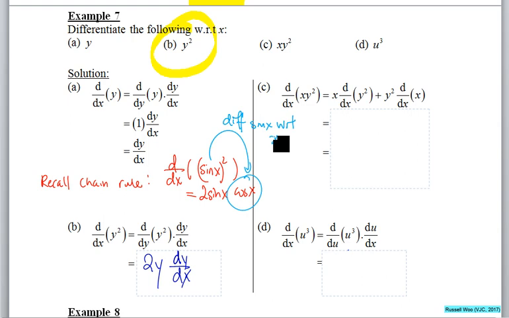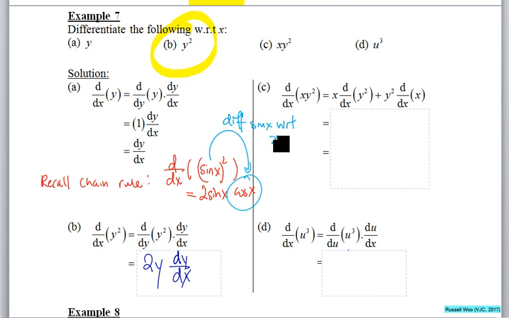I differentiate this, I treat this as if it is x, I bring the 2 down and then 2y. But I need to differentiate y one time. When I differentiate y one time, what do I get? I get dy/dx. Done. Got it? Or don't get it? Isn't this implicit differentiation? Never learned before? Never, okay. Never mind. Now you learn.